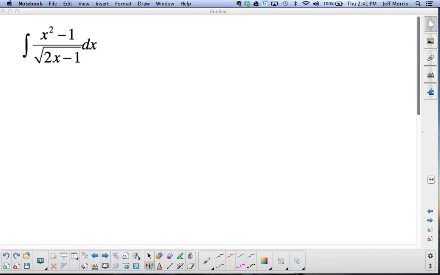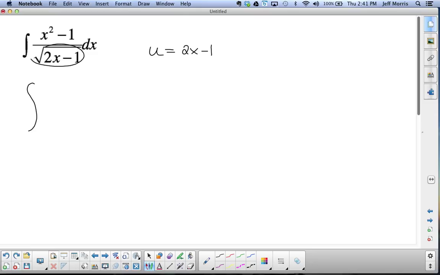And I'm going to let u be the inside of the most complicated part here. And usually when you have a fraction, the most complicated part is in the denominator most of the time. So I'm going to let u be the inside of the square root, 2x minus 1. So when I start my u substitution, I can get rid of this part by rewriting it as u to the 1/2. But now I have this much to get rid of, the x squared minus 1 dx.